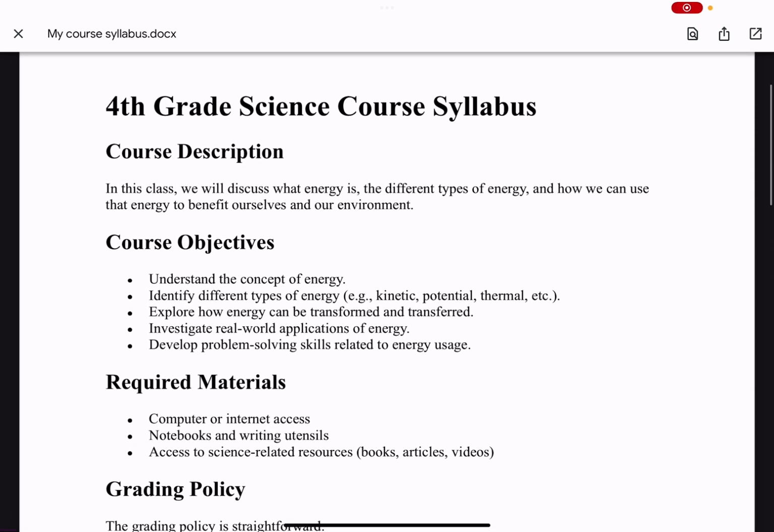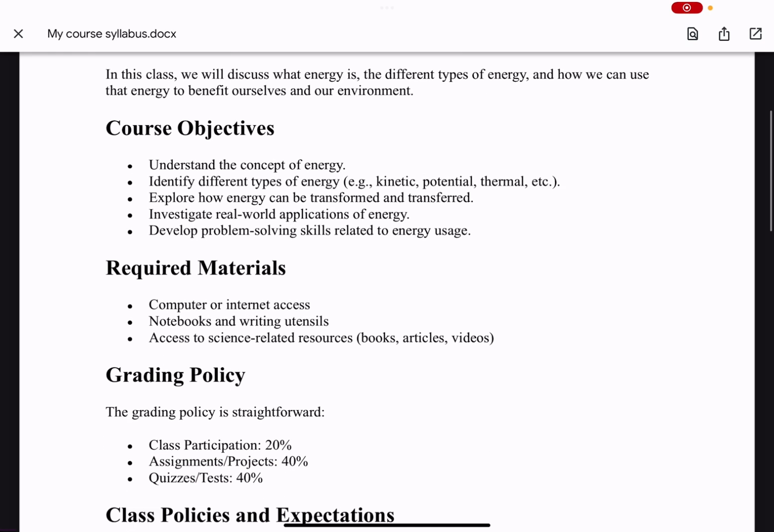Alright, so the topic is going to be 4th grade science. It's our course syllabus. It says, in this class, we're going to discuss what energy is, different types of energy, and how we can use that energy to benefit ourselves and our environment. Course objectives: we're going to understand the concept of energy and identify different types of energy. For example, kinetic, potential, and thermal are some examples that we'll discuss.